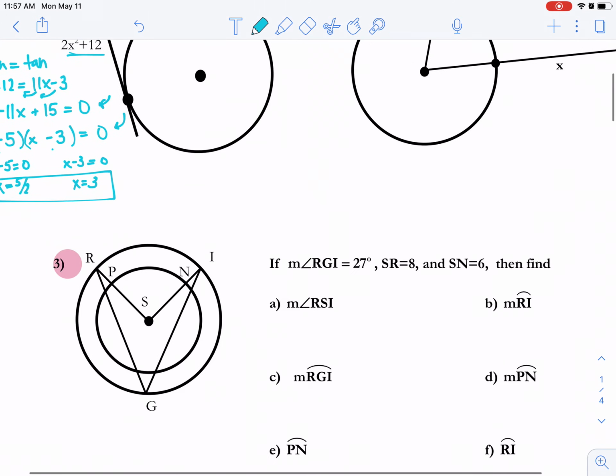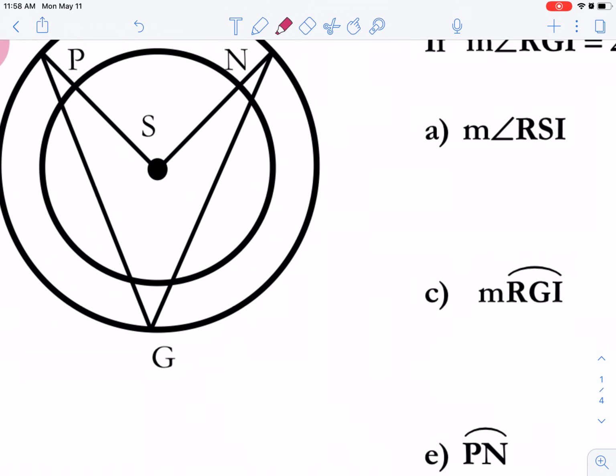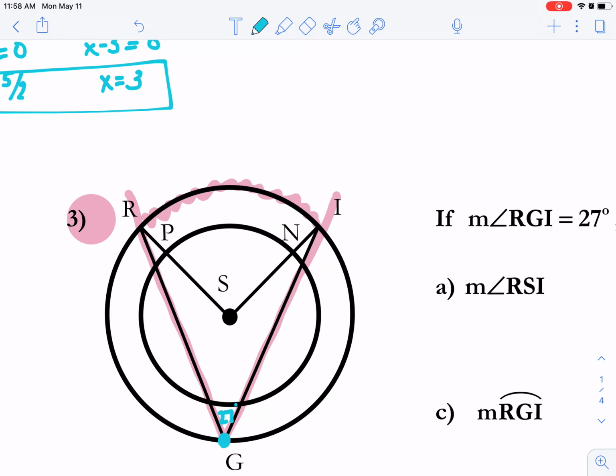Okay, let's take a look at number 3. This one's tricky just because we have concentric circles here and there's a lot going on. Just take it step by step, you guys. So start with what you're given. The measure of angle RGI is 27. So find that angle, RGI. This angle right in here is 27 degrees. Now this angle has its vertex on that large circle. So that's an inscribed angle. That means whatever arc it eats will be double the amount of that angle. So if that angle is 27 degrees, the measure of this arc is double it at 54 degrees.